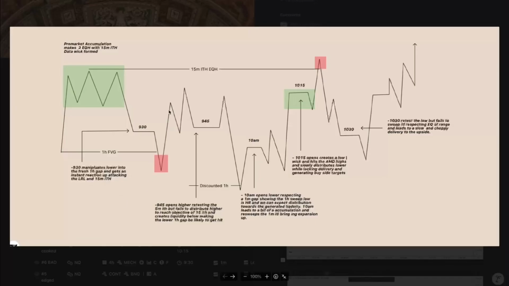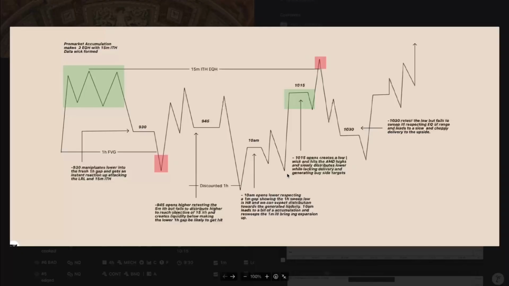Then we fail to distribute off here, and 9:45 opens higher, retesting the range, but fails to reach the objective of the 15-minute internal high, and creates more liquidity, which will be targeted later, signing that the 1 hour below here might be swept and hit the discounted 1 hour. Then we hit the discounted 1 hour, and 10 a.m. opens respecting a 1 minute gap, showing that 1 hour sweep is now high resistance, and we could see a reaction above and attacking this generated liquidity that we have here.